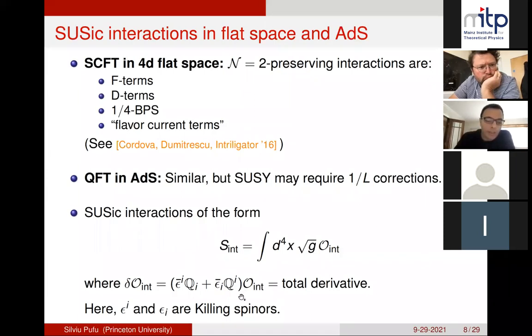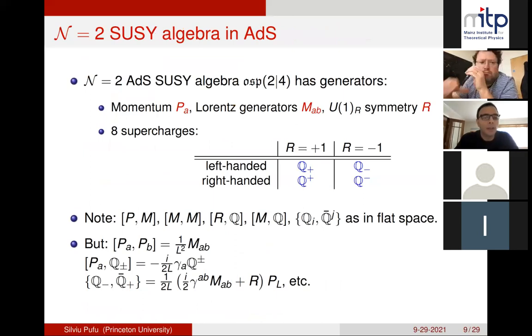What's different between AdS and flat space is that the supersymmetry parameters, so this delta is epsilon times Q. Q is the supercharge acting on the operators, and epsilon is the parameter. In flat space, the parameters are constants, and in AdS, the parameters are Killing spinors, so they depend on position. So in particular, it won't be enough to say that Q acting on O is a total derivative, because epsilon depends on position. We want this whole thing to be a total derivative. That's probably a technical issue.